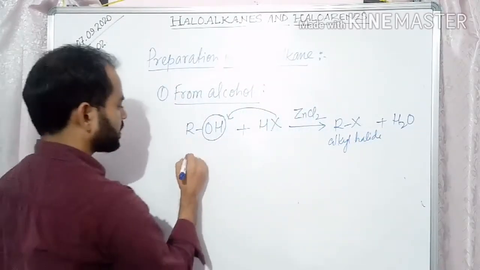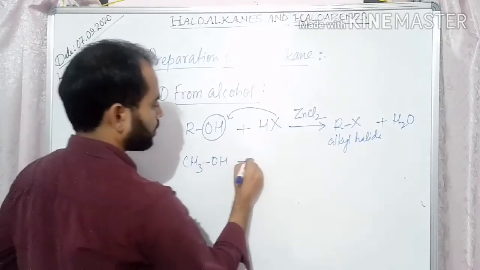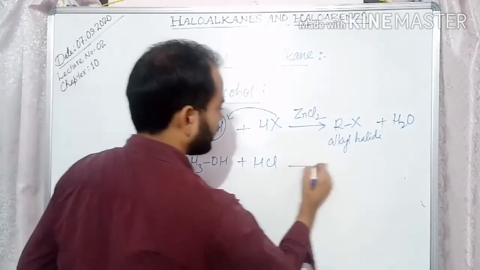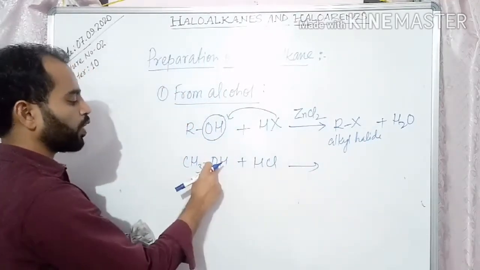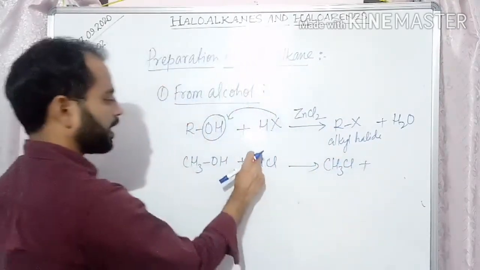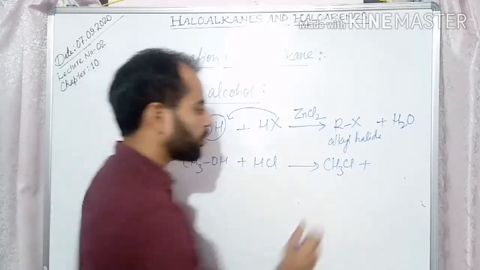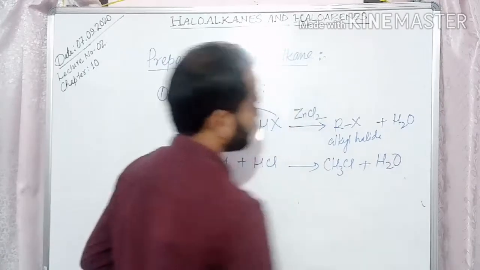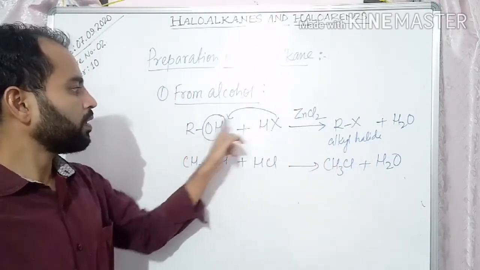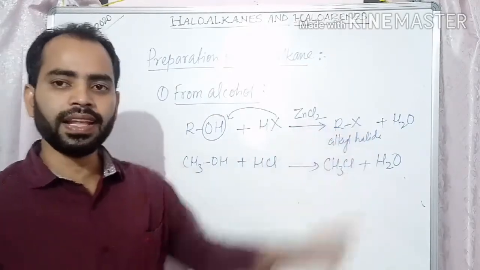For example, suppose CH3OH plus HCl. So what will happen? This Cl will replace OH. It will become CH3Cl plus H positive from here, OH negative from here. They will combine together to form water. So this is one way, that is from alcohol. When we react halogen acid in presence of zinc chloride, it forms alkyl halide.